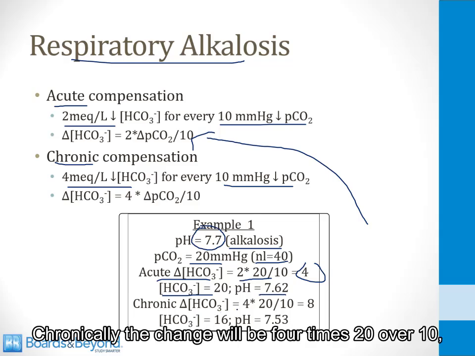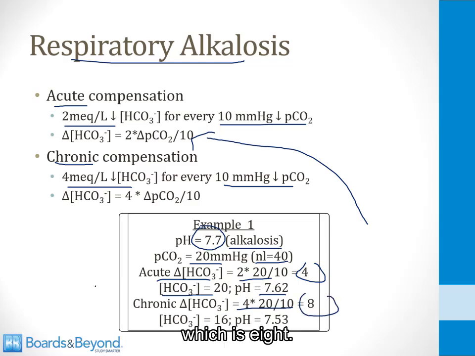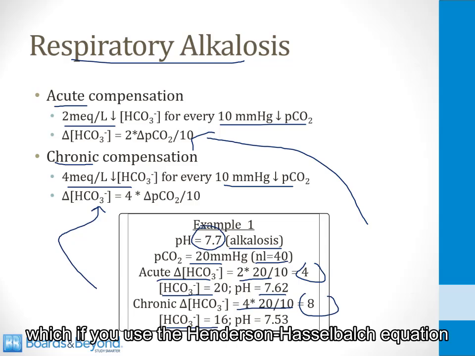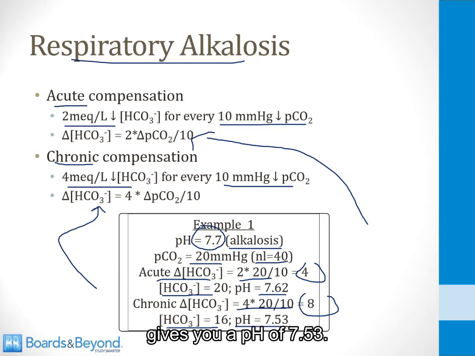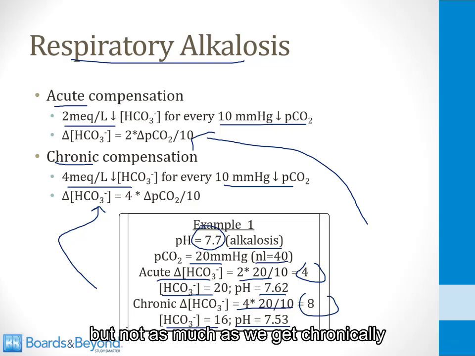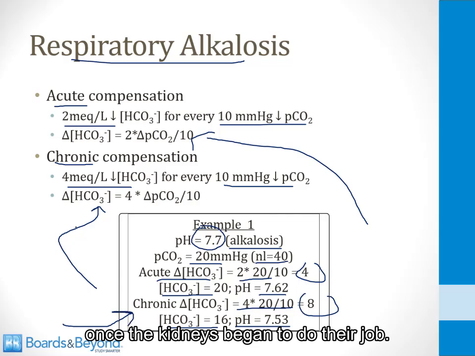Chronically, the change will be 4 times 20/10, which is 8. I got that from this equation right here. This will cause the bicarbonate to become 16, which if you use the Henderson-Hasselbalch equation gives you a pH of 7.53. So once again, acutely, we had some change in the pH, but not as much as we get chronically once the kidneys begin to do their job.